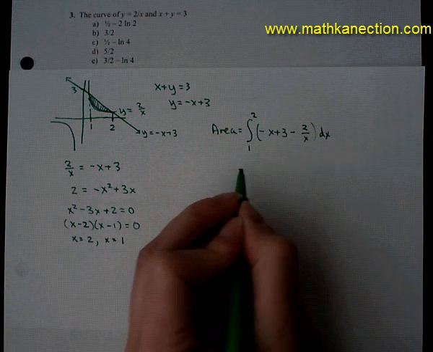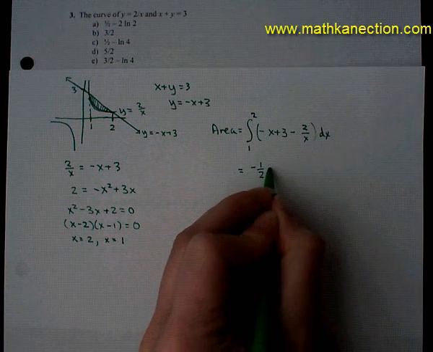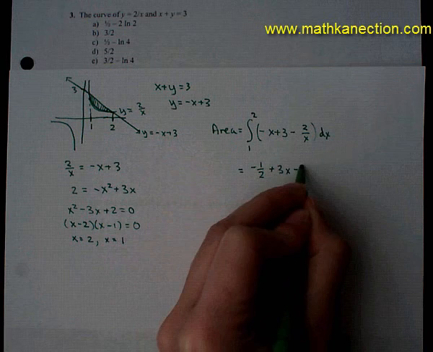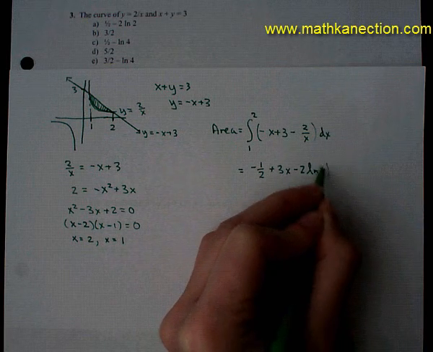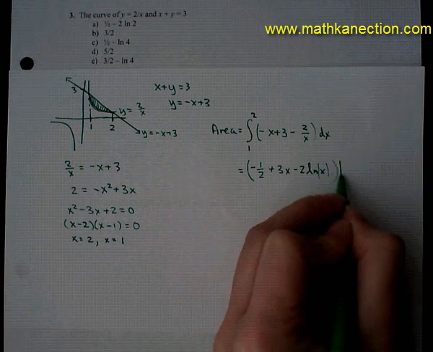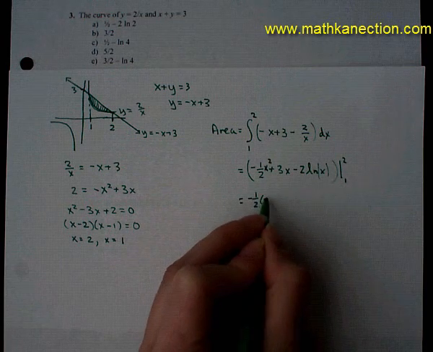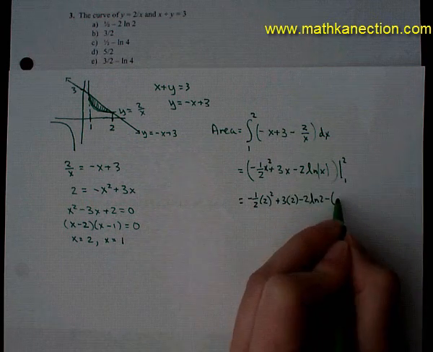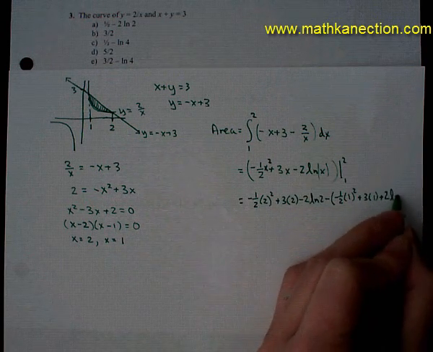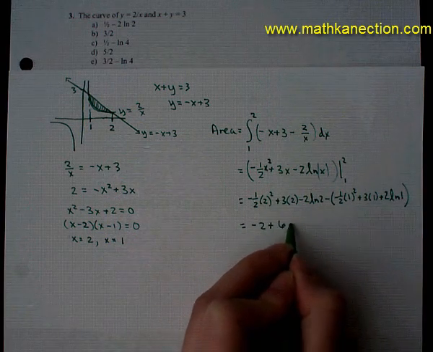We'll anti-derive to get negative 1/2 x squared plus 3x minus 2 natural log of the absolute value of x from 1 to 2. Replacing in the 2 and the 1, following that first fundamental theorem of calculus, and then simplify our problem to get the area.